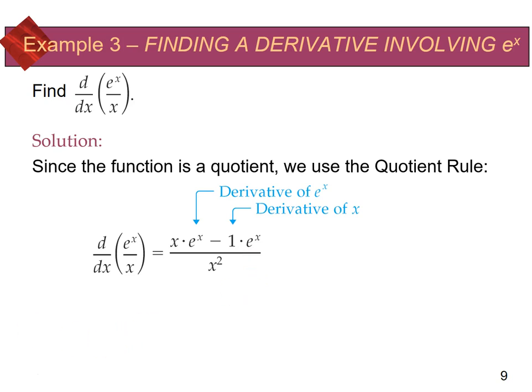And I can simplify that a little bit more, get rid of some of the multiplication symbols, and just simply say that's x times e to the x minus e to the x. Sometimes they'll even take it a step further, and they'll factor it, and they'll say this is e to the x times (x minus 1) all over x squared.